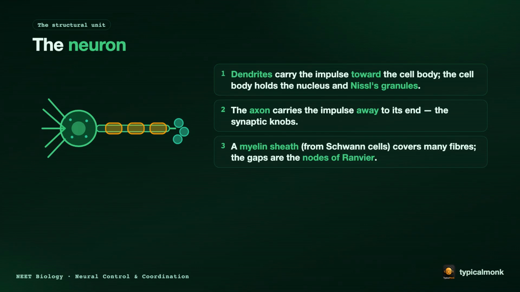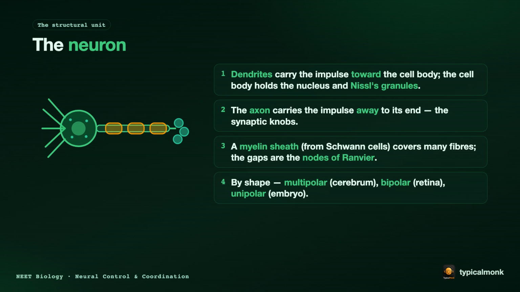A myelin sheath, made by Schwann cells, wraps many fibers. The gaps between are the nodes of Ranvier. And by shape, there are 3 types: multipolar in the cerebrum, bipolar in the retina, and unipolar in the embryo.